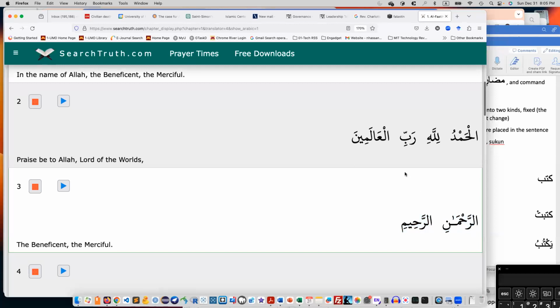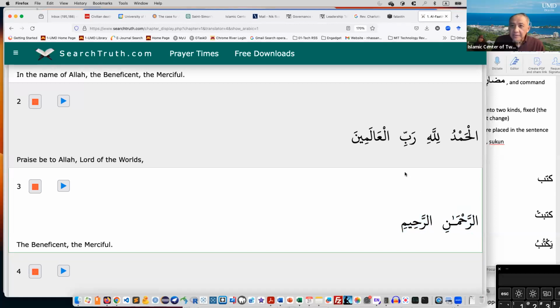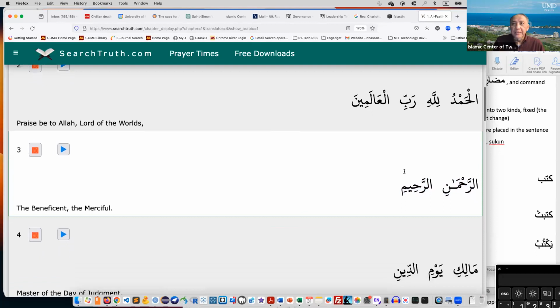Now, this is an important thing. A sentence is not the same as an ayah. So here's another lesson. A sentence is not the same as an ayah. Alhamdulillah Rabbil Alameen actually is not the complete sentence. Why? Because this sentence should continue. You say Alhamdulillah Rabbil Alameen Ar-Rahmanir Rahim Maliki Yawmiddin. Now, why do I say that? I say that because look at this. What did we learn just now? Ar-Rahman.